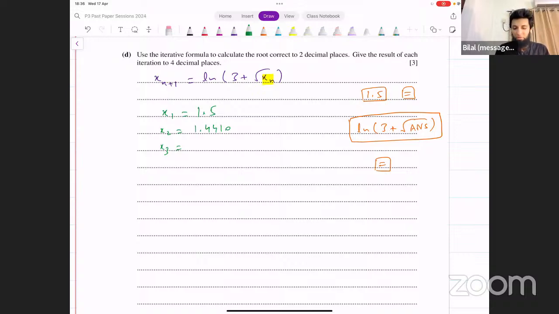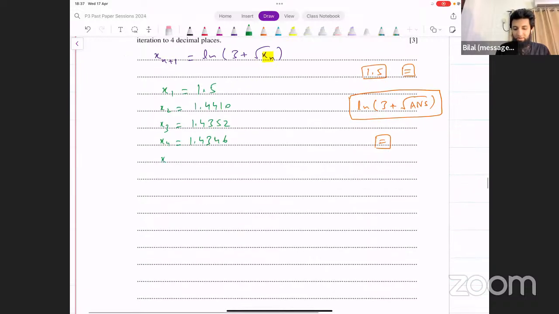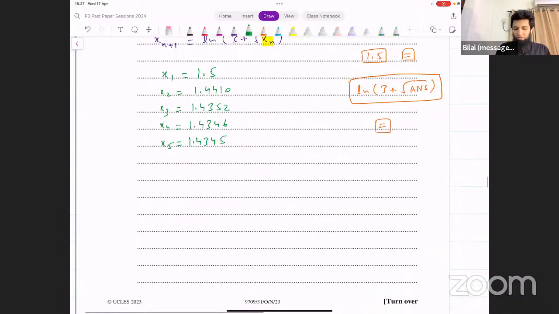You'll get the next value. That's giving me 1.43517. So that rounds off to 1.4352. And then you have x4. Press the equal button again. 1.4346. Press it again. You get x5. You get 1.43454. So that's 1.4345. Let's do one more. 1.4345. Now all decimals are stable already. So we're going to stop at this point.